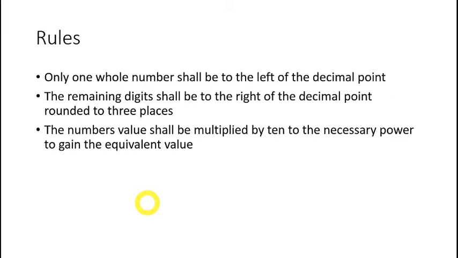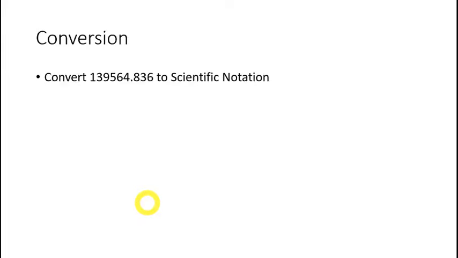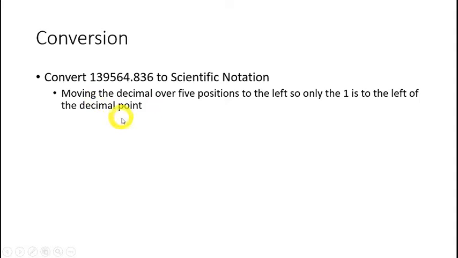The number's value shall be multiplied by 10 to the necessary power to gain the equivalent value of the decimal number that we started with. Okay, so let's do some conversions here. We're going to convert this same number that we did for engineering notation, but we're going to do it to scientific notation. So the first thing that I need to do is move that decimal point over to here. I need to move that decimal point over 5 positions. So let's look at that. We're going to go 1, 2, 3, 4, 5. So it's 5 positions to get one whole number to the left of my decimal point.